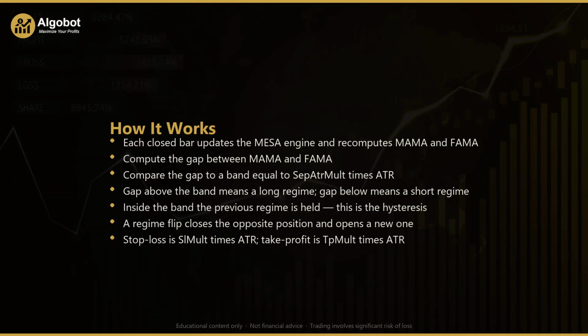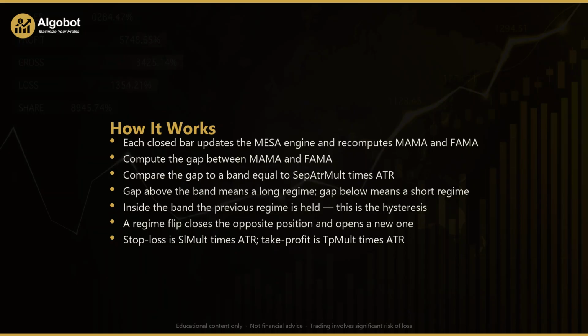When the regime turns from anything to long, the strategy closes any open short position and, if it isn't already long, opens a new long. When the regime turns to short, it closes any open long and opens a new short. So the system is always trend-aligned and never holds two opposing positions.